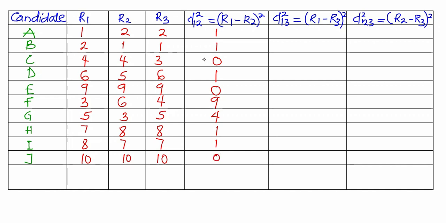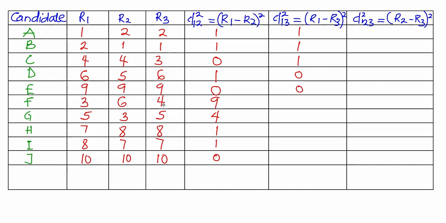That is for the difference for rank 1 and 2. Now go to the difference for rank 1 and 3, and then we square. So that is 1 minus 2 gives us -1. The square of -1 is 1. 2 minus 1 is 1. The square of 1 is 1. 4 minus 3 is 1. The square of 1 is 1. 6 minus 6 is 0. And the square of 0 is 0. 9 minus 9 is 0. The square of 0 is 0.